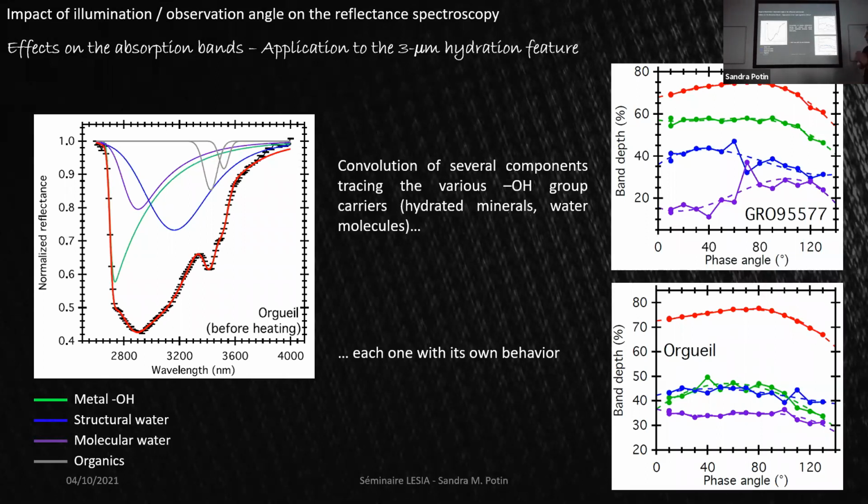Each of these components of the band has their own behavior with respect to the geometry with increasing phase angle. They all act the same, so their amplitude increases and then decreases with increasing phase angle, but each one at their own pace. You can see this component here, so this is the water inside the samples, the blue curve here starts decreasing at a phase angle of 40 degrees, this one at a phase angle of 100 degrees, and the correlation of all these components will create the behavior of the big band.